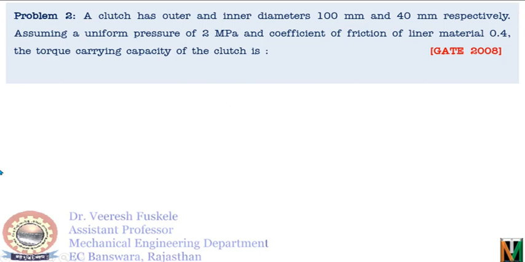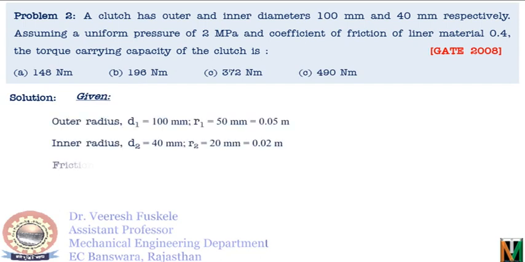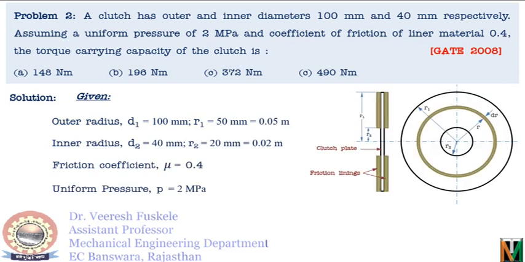Now let us see the options. These are the options given. Now let us proceed with the solution. First we should write again, as we always do, the given parameters. The outer diameter is 100 mm, so the radius will be 50 mm. The inner diameter is 40 mm, so the radius will be 20 mm. Coefficient of friction is 0.4 and uniform pressure P is 2 megapascal. So we need to find out the torque.